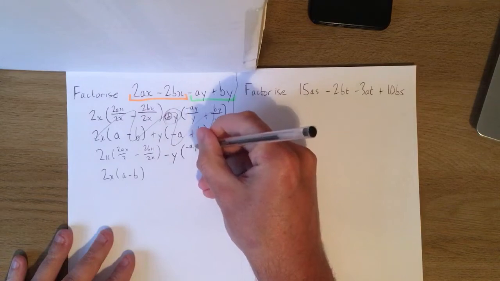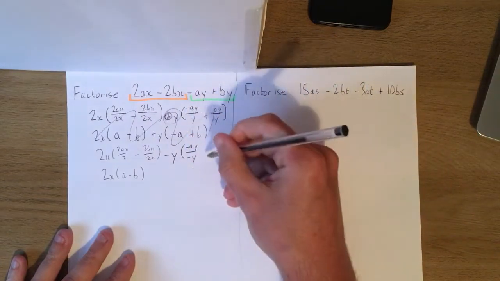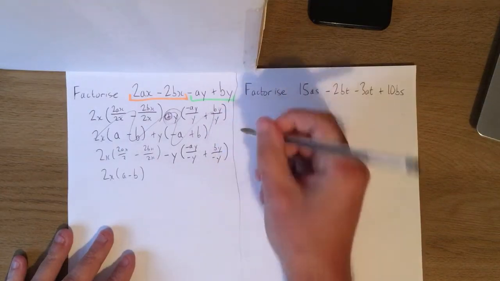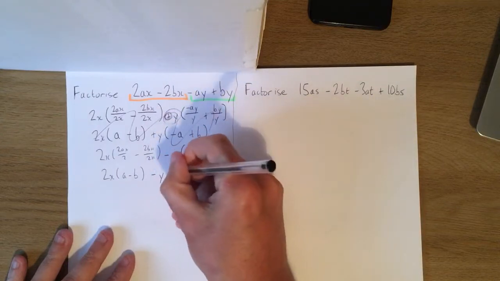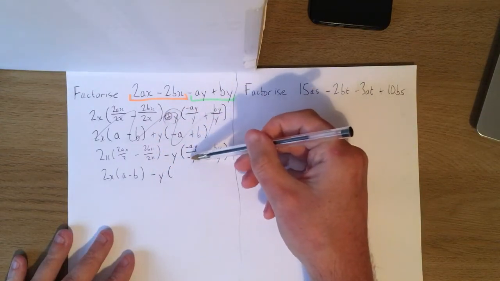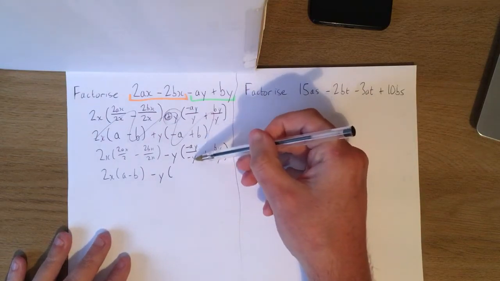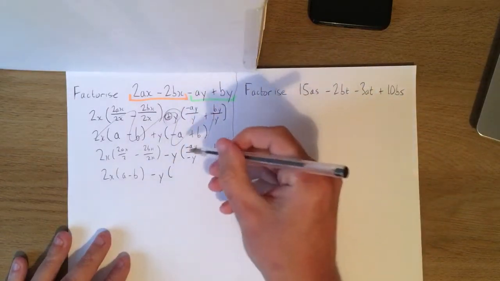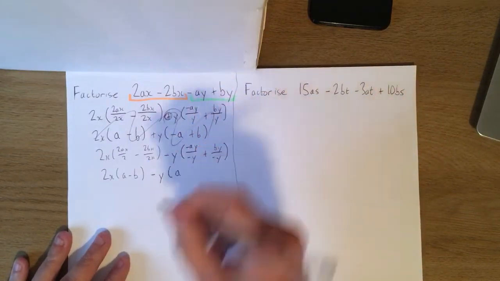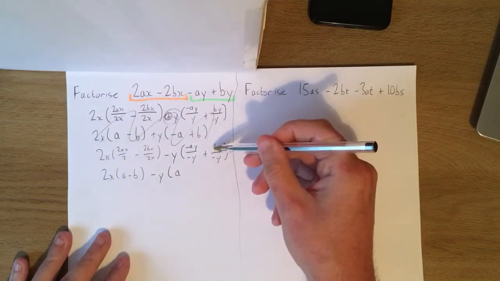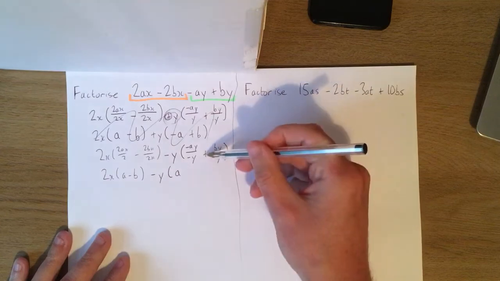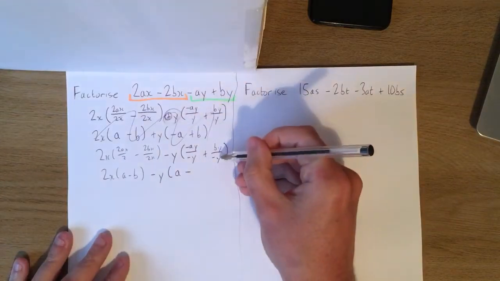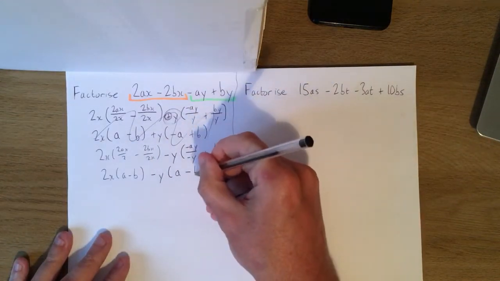So it's going to be minus ay divided by minus y plus by divided by minus y. So minus y bracket, minus ay divided by minus y. Y divided by y cancels. A negative divided by a negative is a positive. So you're just left with plus a. Plus by divided by minus y. So it is a positive divided by a negative, so your answer will be negative. Y divided by y cancels and you're just left with b.